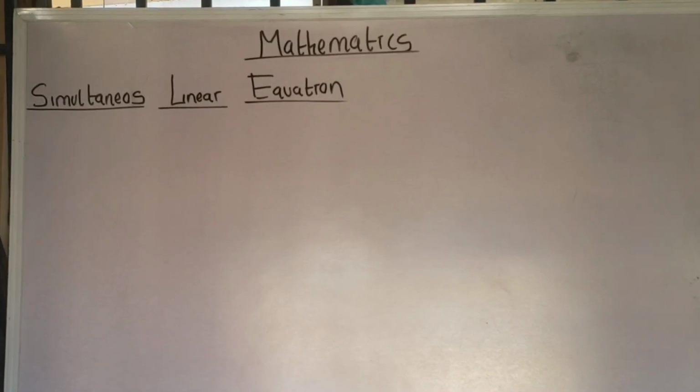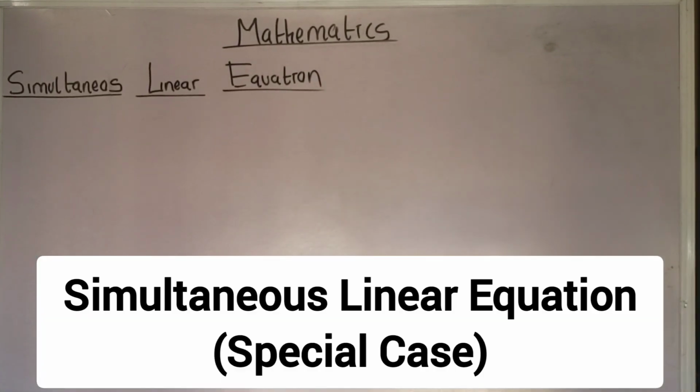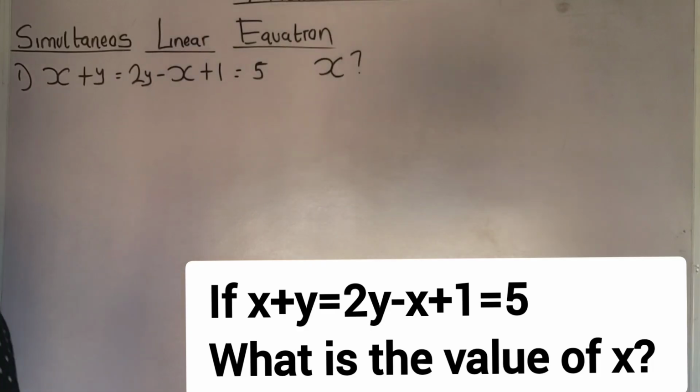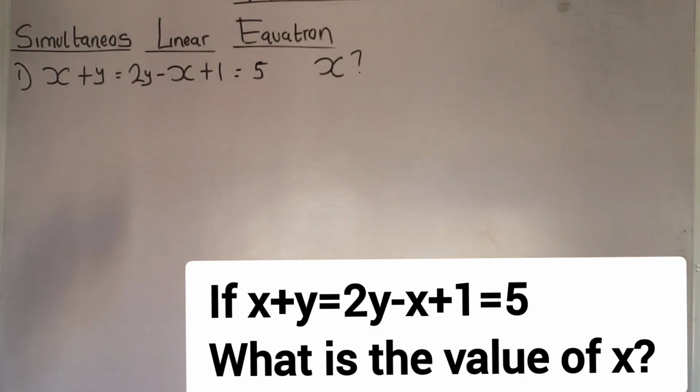Today's class, we are going to go over simultaneous linear equations involving special cases. Okay, let's start with the first question. If x plus y equals 2y minus x plus 1 equals 5, we are asked to find the value of x. You can see that this type of simultaneous equation, we've not learned it in our previous class. So I want you to pay attention.